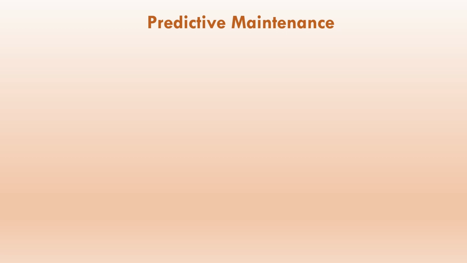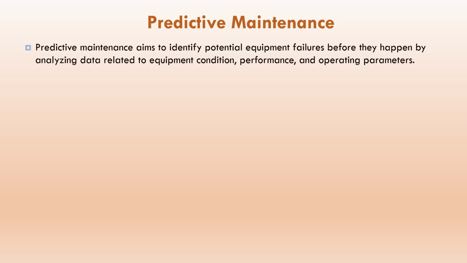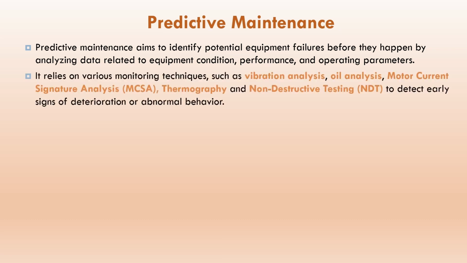Predictive maintenance is a proactive maintenance strategy that utilizes data analysis and condition monitoring techniques to predict when equipment failures are likely to occur. Predictive maintenance aims to identify potential equipment failures before they happen by analyzing data related to equipment condition, performance, and operating parameters. It relies on various monitoring techniques such as vibration analysis, oil analysis, motor current signature analysis, MCSA, thermography, and non-destructive testing, NDT, to detect early signs of deterioration or abnormal behavior.